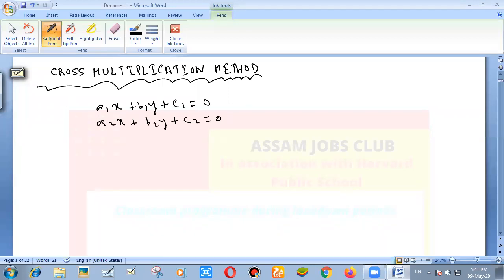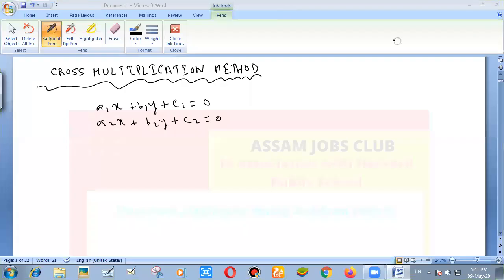Till now we have discussed two methods. What are the two methods? Anyone tell me?